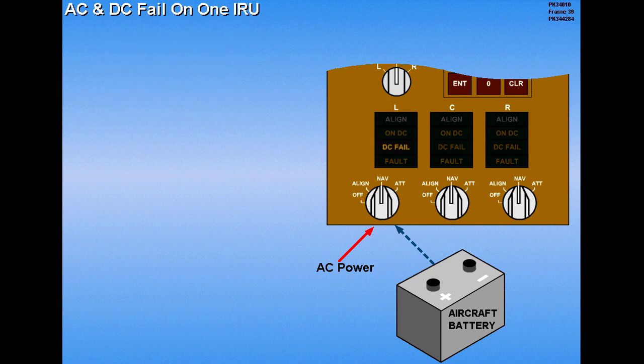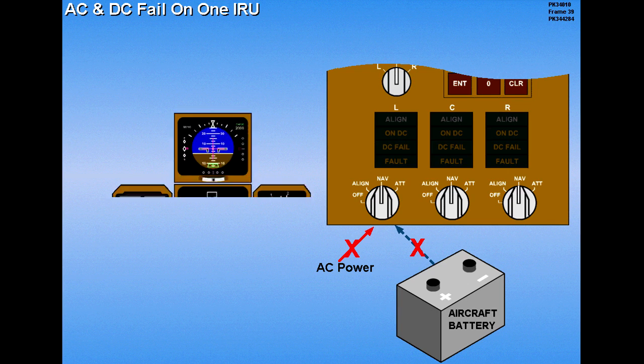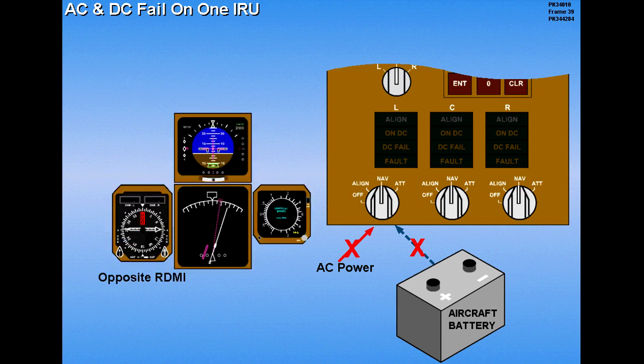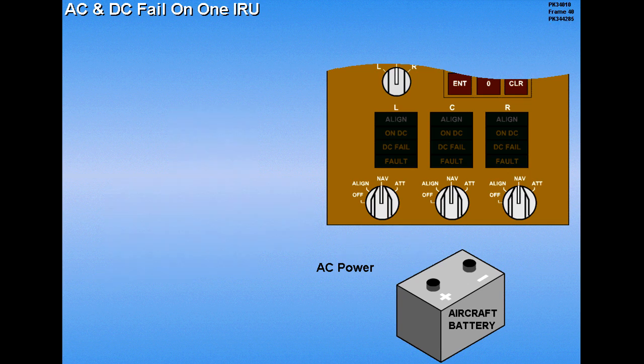If both AC and DC power are lost to one of the IRUs, all associated display lights extinguish, accompanied by flags appearing on the affected flight instruments. When AC or DC power is restored, the align light will illuminate. The IRS cannot be realigned in flight.